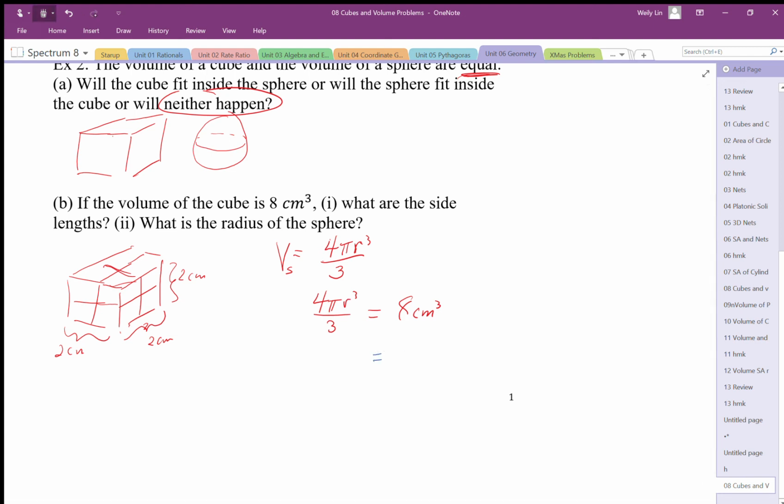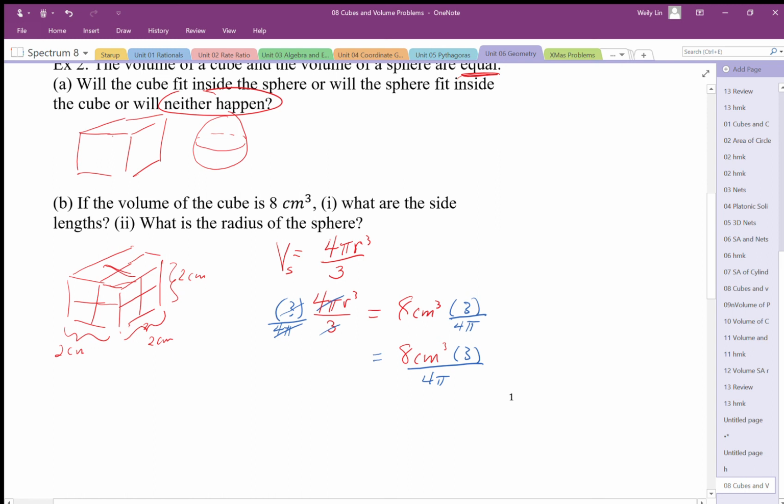I'm going to start with my 8 on this side, and I'm going to times 3 on both sides. So I'm going to end up with 3 on this side because those 3's cancel. I want to get rid of the times by 4 pi, so I need to divide by 4 pi. Those are going to cancel, and the 4 pi is going to end up on the bottom here.